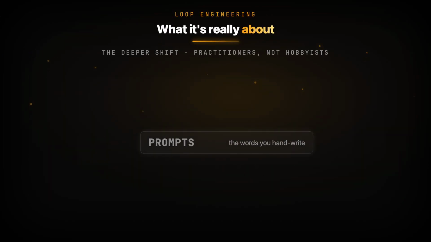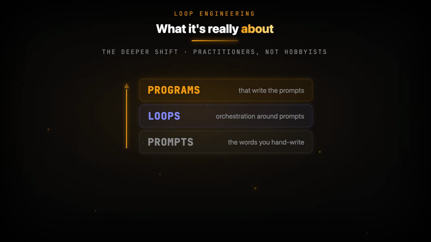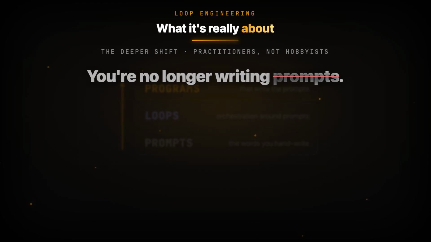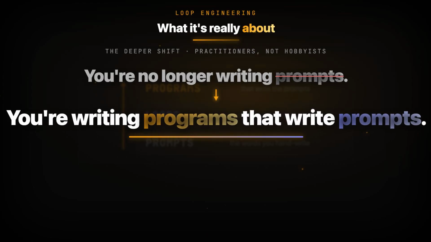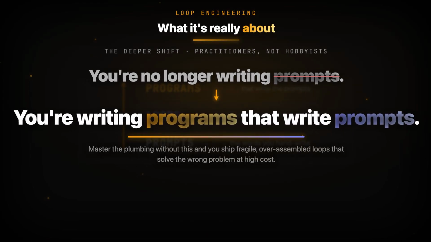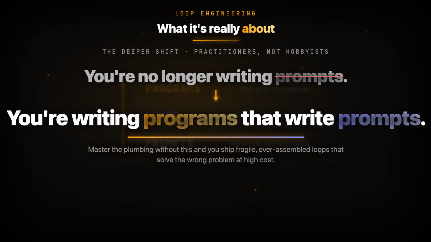The deeper shift, the one that separates practitioners from hobbyists, is this: loop engineering isn't about building better infrastructure around your prompts. It's about moving up an abstraction layer. You are no longer writing prompts. You are writing programs that write prompts. Developers who master the plumbing without internalizing this build fragile, over-assembled loops that solve the wrong problem at high cost.